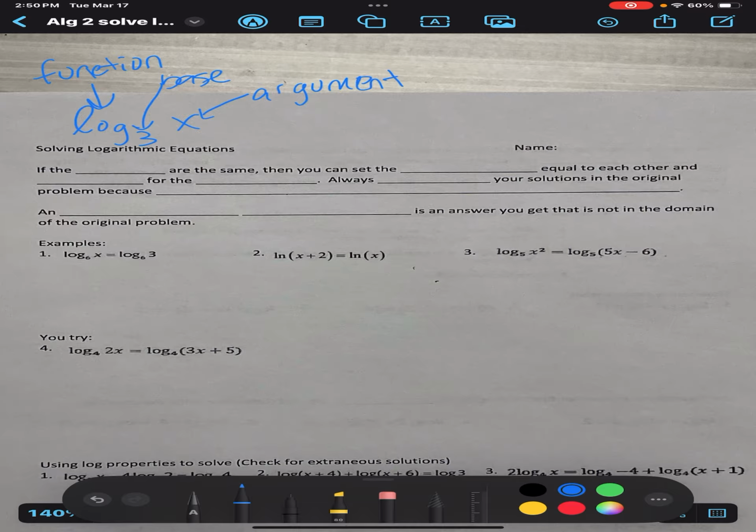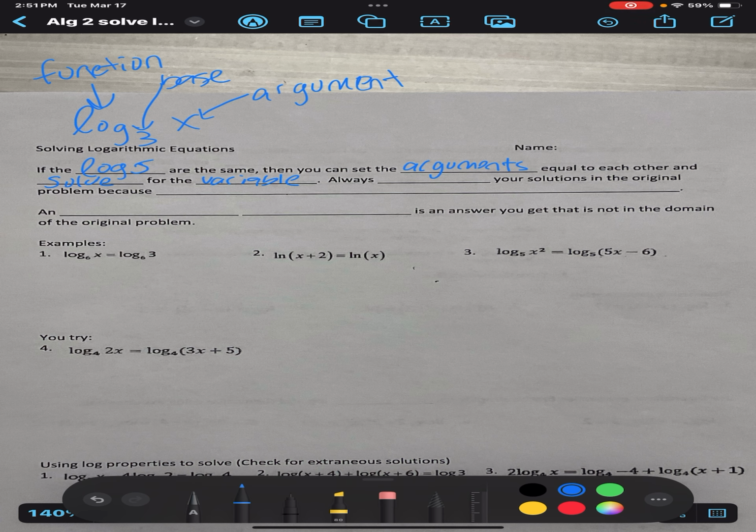Now, if the logs are the same, so I have the same base and the logs on both sides of the equation, then you can set the arguments equal to each other and solve for the variable. So in this scenario, it is the easiest way. Like I said, we're going to start out easy and then work our way up.